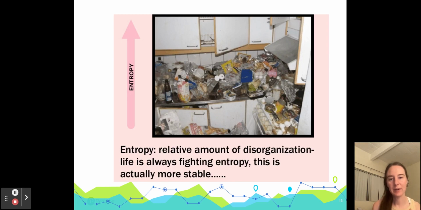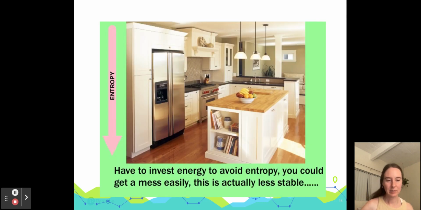If I were to go into a kitchen and it looked like this, it's very messy. It's very disorganized, right? We think about entropy as basically the measure of how disorganized something is. Now, life is always fighting this entropy. It's always trying to make things more stable, but the tendency of the universe is to increase in entropy. As chemical reactions occur, entropy or disorder is increasing. I know this might seem tricky to understand, but we'll dive more into it as we continue.